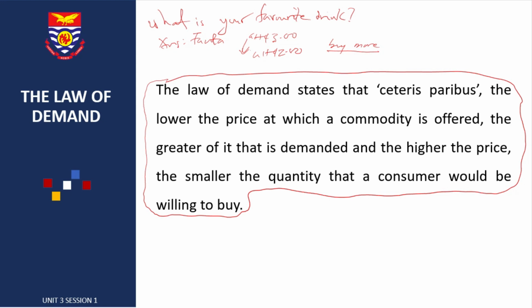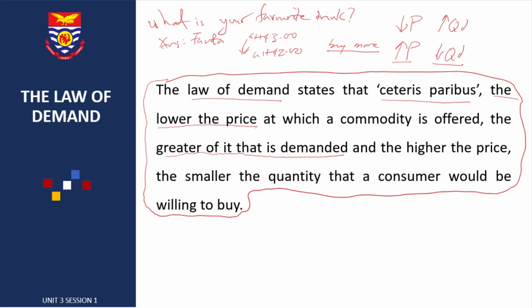So in this case, the law of demand states that all things being equal, that is ceteris paribus, the lower the price at which a commodity is offered, the greater the quantity that is demanded. So let me write, assuming price goes down, we are saying that quantity demanded goes up. And similarly, the higher the price, the lower the demand. So when the price of the commodity goes up, you are going to come low on your demand. So that's what the law of demand says.